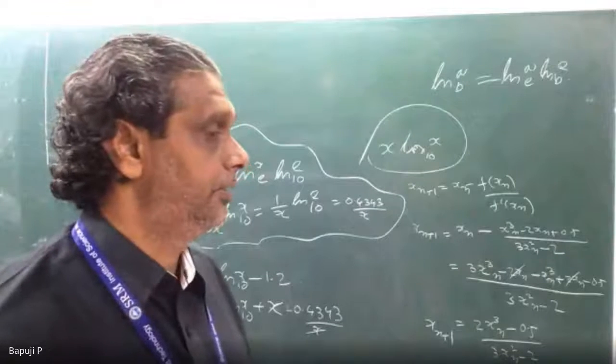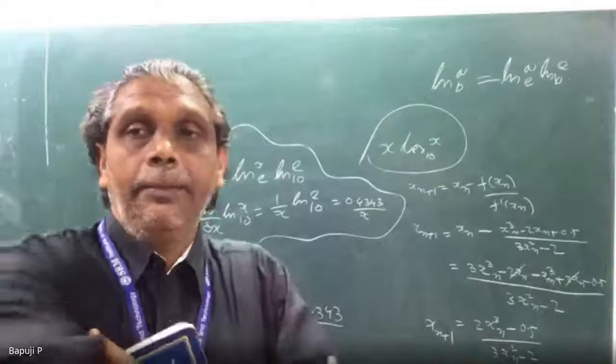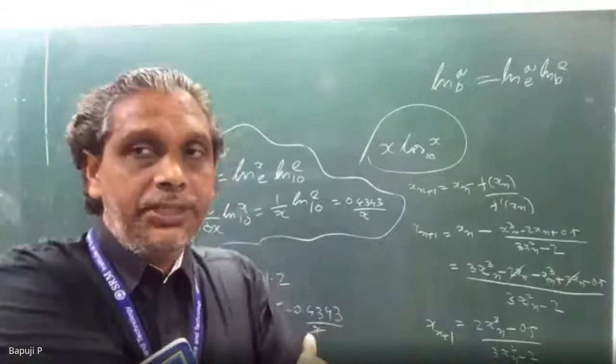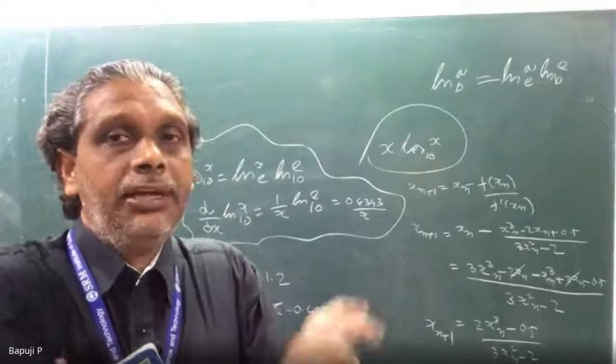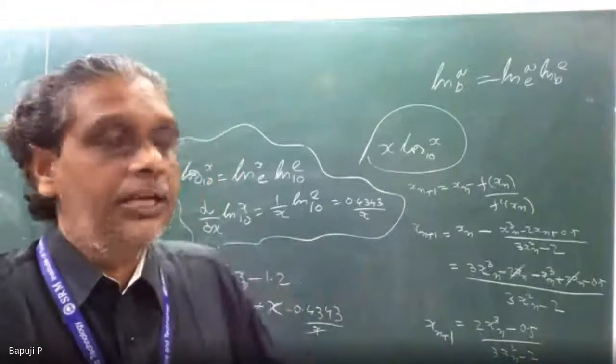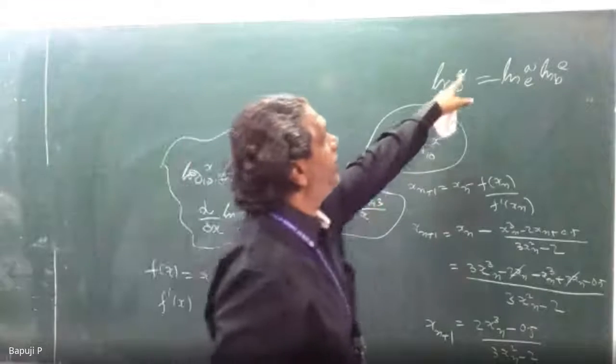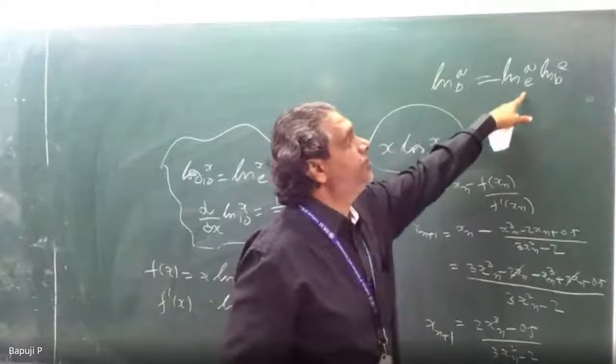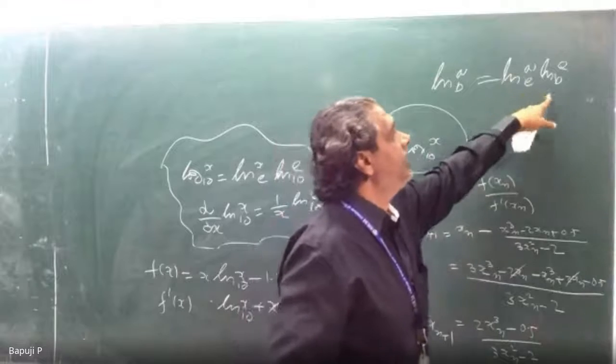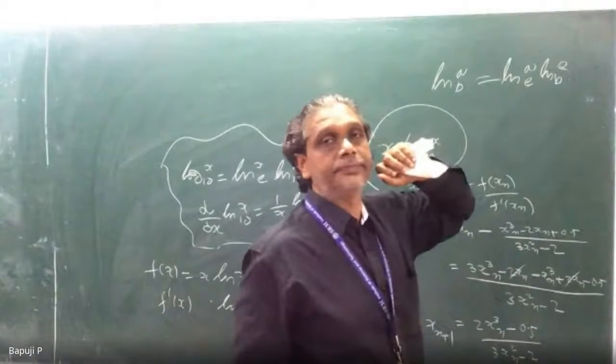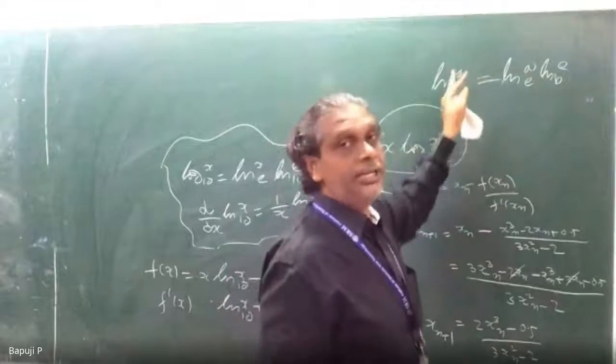Sir, doubt. In the above formula, the whole equation is natural log, but here you converted log into natural log. That's what I am telling you. While doing the differentiation, you have to bring it to base e. I am not changing it, keeping it as base 10 only. But we have one formula: log A base B I can write, introducing a new base, as log A base e into log e base B. This is nothing but log A base B only.